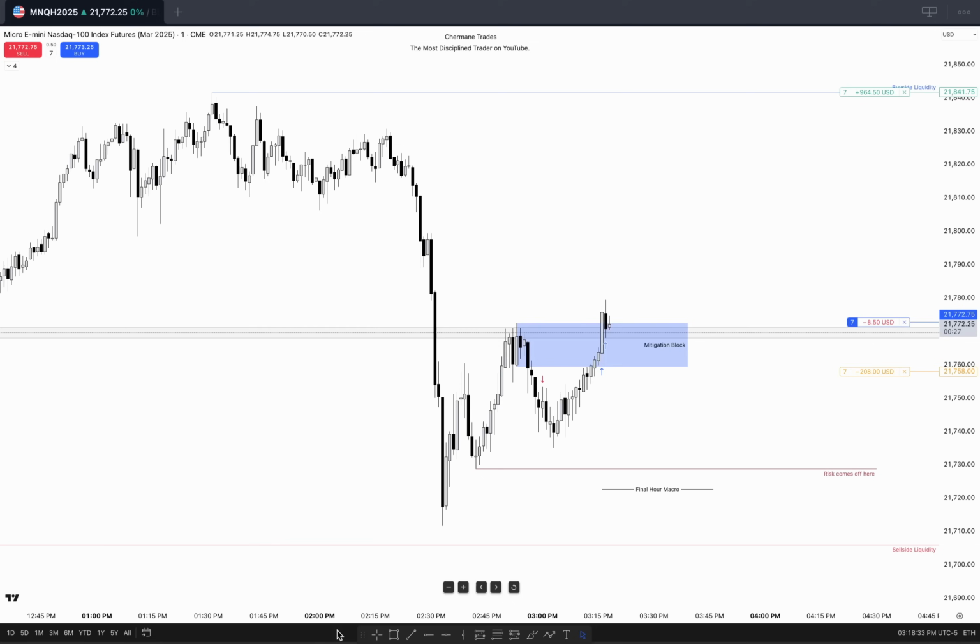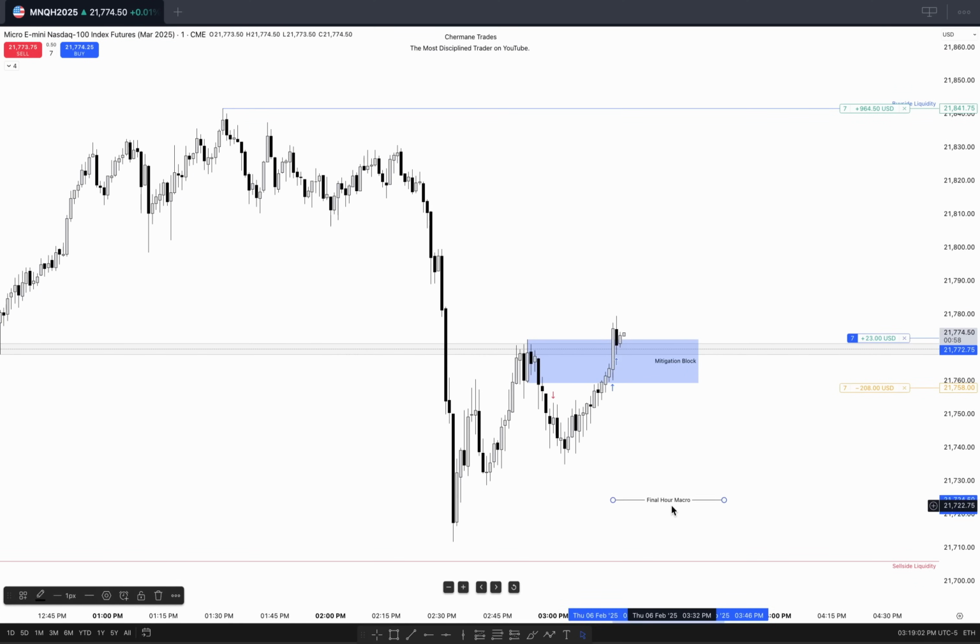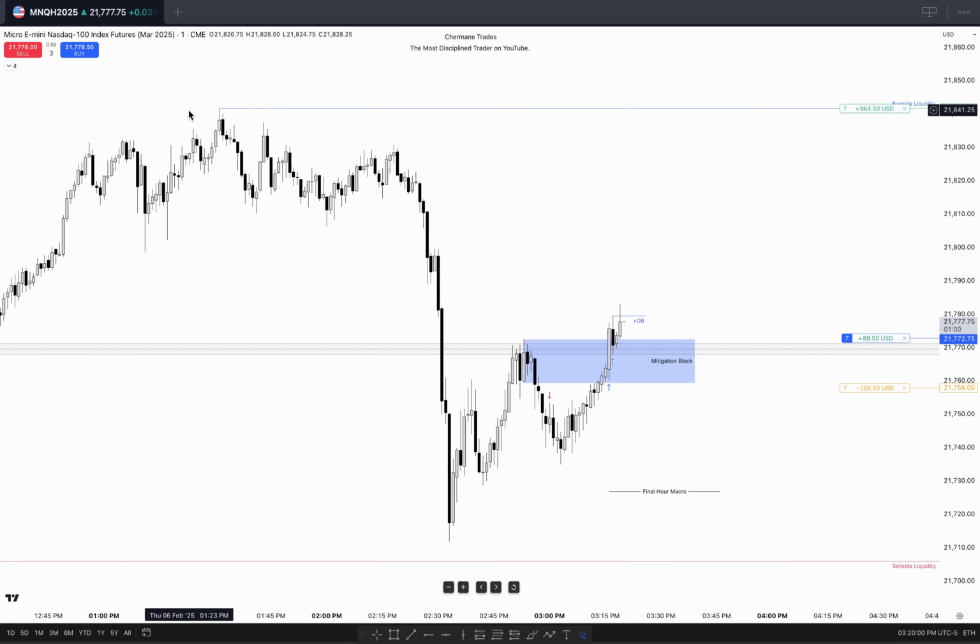I was originally looking for sell side at around 21,700. Didn't get it, realized I was offside and that NASDAQ actually wanted the buy side. So flipping my bias immediately, buying the high of that mitigation block. And notice how I was originally short 10 contracts and now I'm long 7.